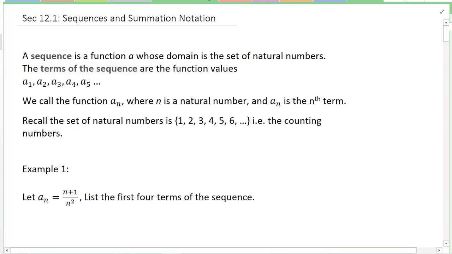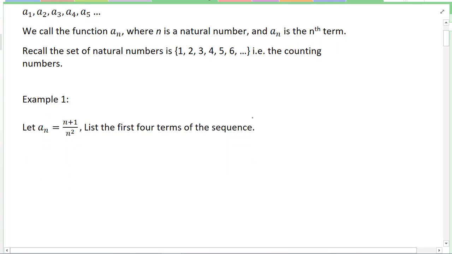So we call the function a sub n, where n is a natural number, and a sub n is also called the nth term of the sequence. Just a reminder, the set of natural numbers is essentially the counting numbers 1, 2, 3, 4, 5, 6, all the way to infinity. So let's try our first example.